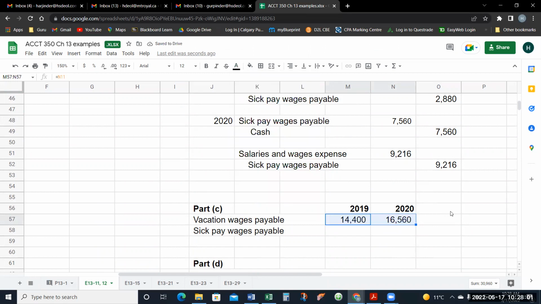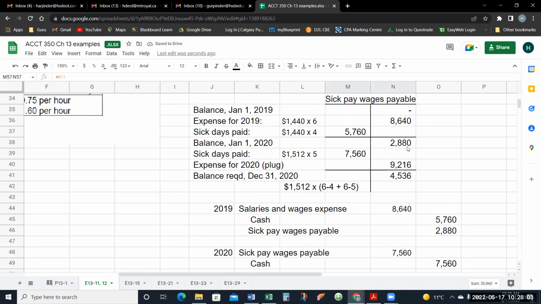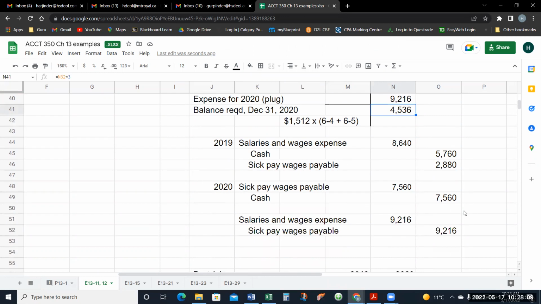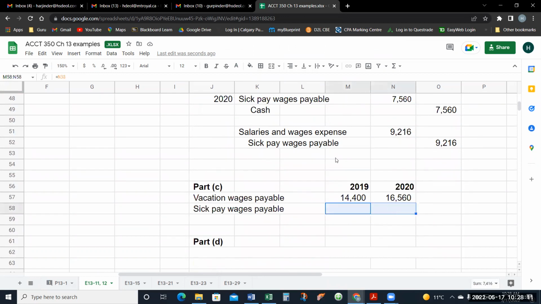And for the sick pay wages, the amounts are $2,880 and $4,536 respectively. And that's what we have.